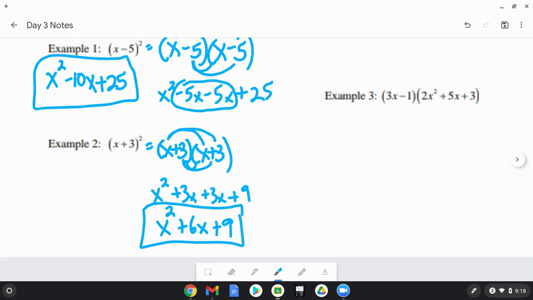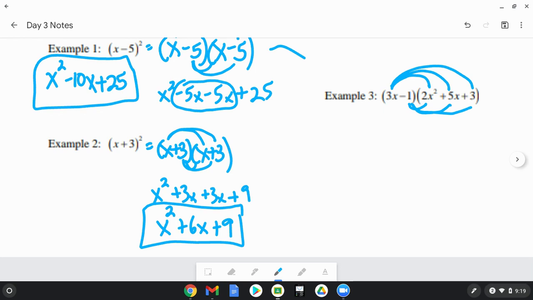This next one's a little bit tougher because it's a binomial times a trinomial. So that means 2 terms by 3. We still follow the same basic steps where the first term is multiplied by all 3 terms now. And then the second term is multiplied by all 3 terms. So in the end, we should have 6 multiplications if you do this correctly. Because it's a binomial times a trinomial, that means 2 by 3. Well, that tells you 2 times 3 should give you the 6 that I'm talking about.